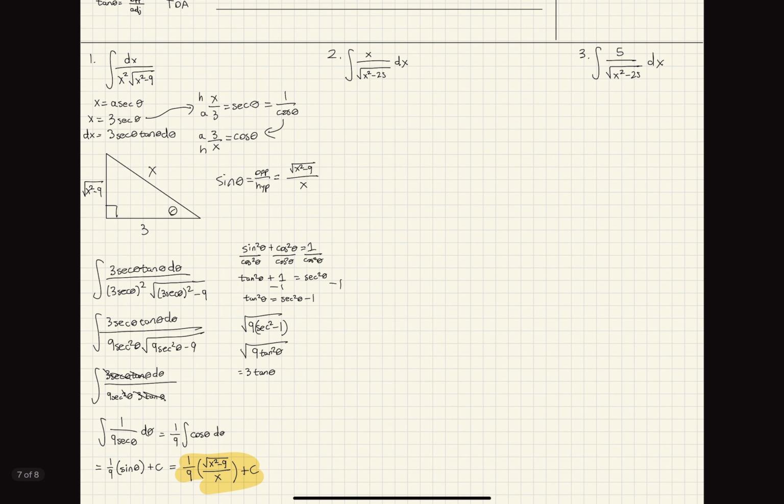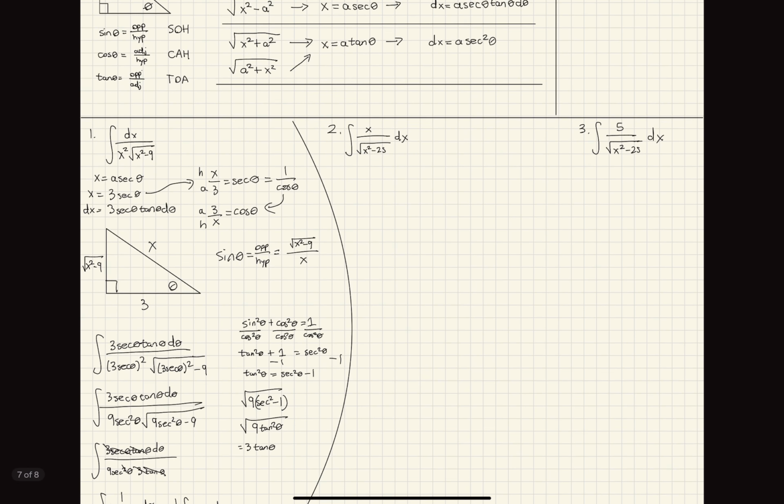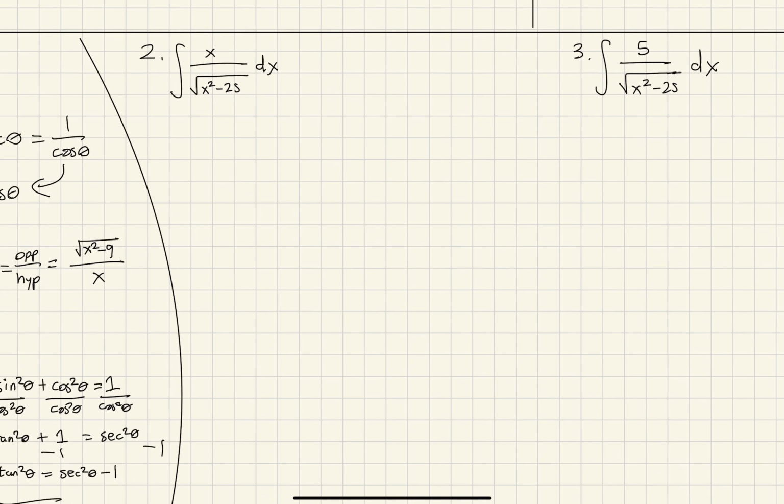Okay, second example. I'm gonna let you go ahead and try to solve it by yourself, and then you can check back with me after you're done.